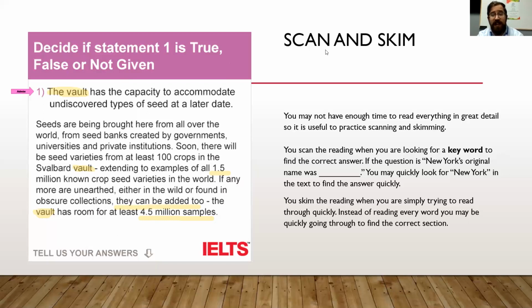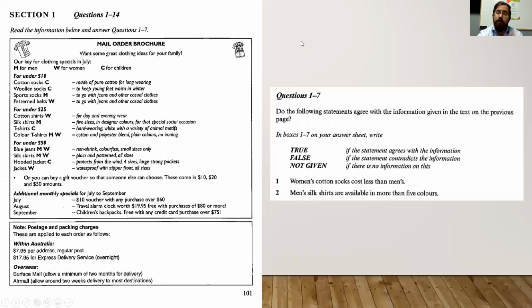Okay, so this will be even easier when you're doing your section 1 or 2, because as you can see here, this is what our section 1 reading might look like. And then here's the question that comes along with it. We have to find true, false, or not given. Women's cotton socks cost less than men's. Okay, so I quickly look over and I go, oh, cotton socks, C. What is that? Oh, that's C for children. So are there cotton socks for women? Not anywhere here. Nope, nope, not anywhere. So I don't see any cotton socks for women, which tells me that the answer is not given.